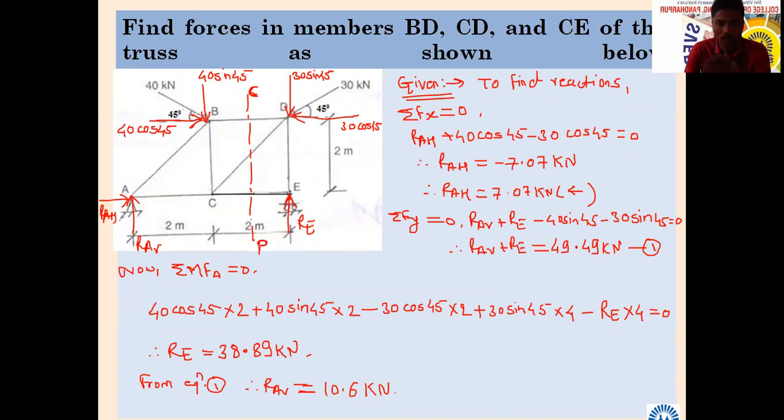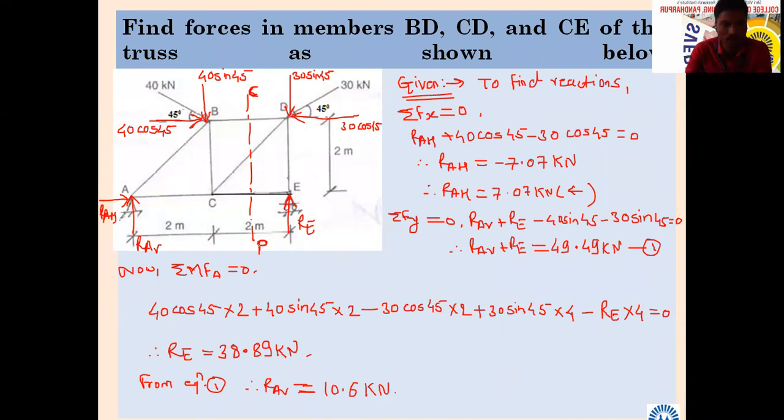Are you with me? Yes, sir. Here after, either you have considered right or left, we consider only the half part of the truss, not the total part of the truss. So let us go further.